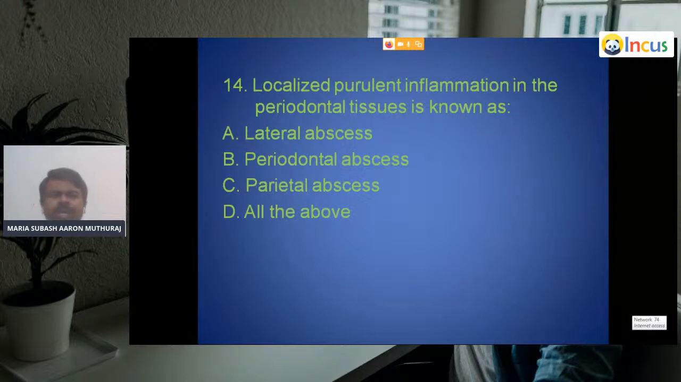Localized purulent inflammation in the periodontal tissues is also known as lateral abscess, periodontal abscess, and parietal abscess. All three conditions refer to the same thing only. Periodontal abscess, lateral abscess, and parietal abscess refer to the same term, that is periodontal abscess. Therefore, the answer should be all of the above.